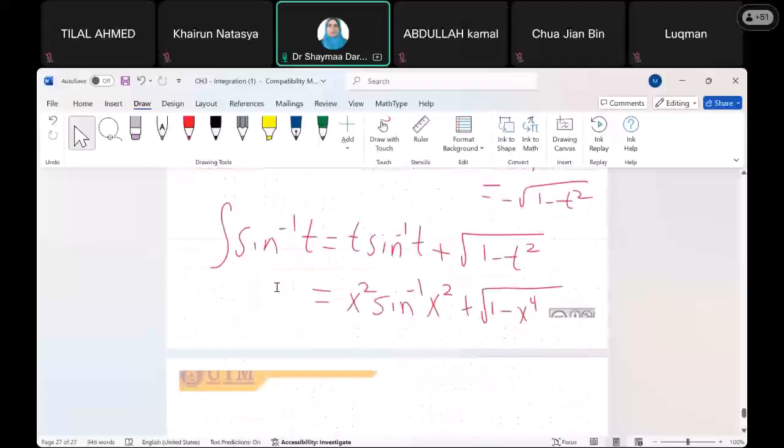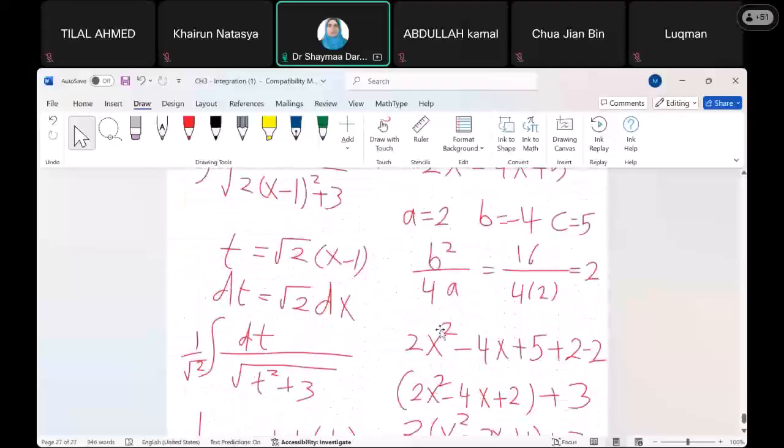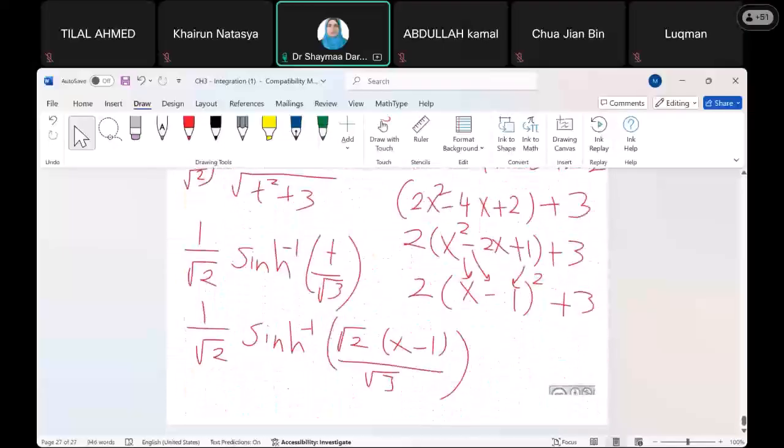This is, I think, the definite integral, right? From 1 until 4. So you have to substitute 4 first and find the value, minus, substitute x equal to 1.